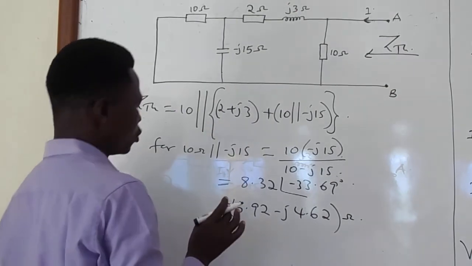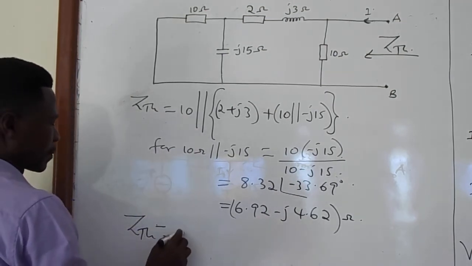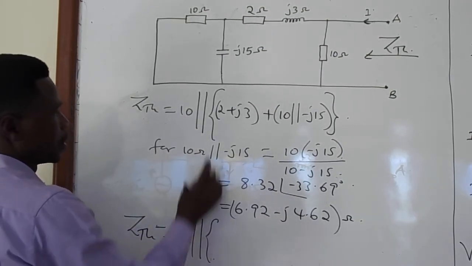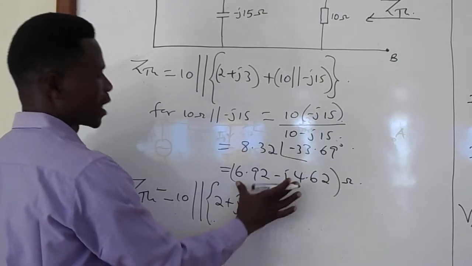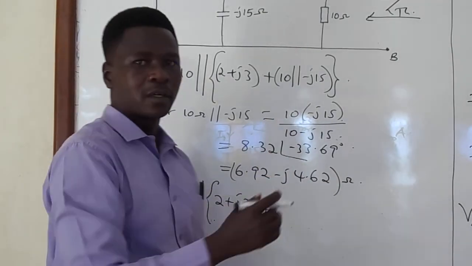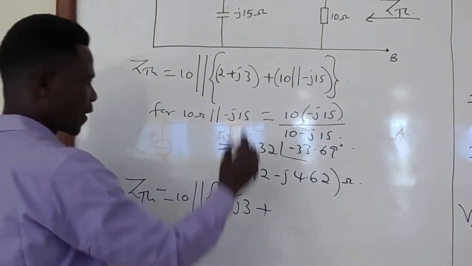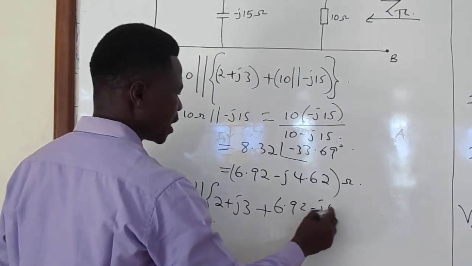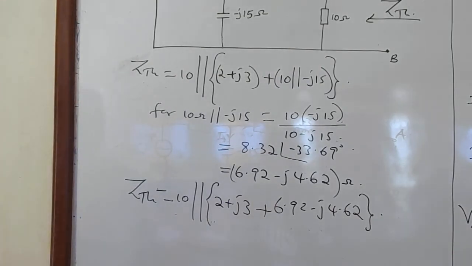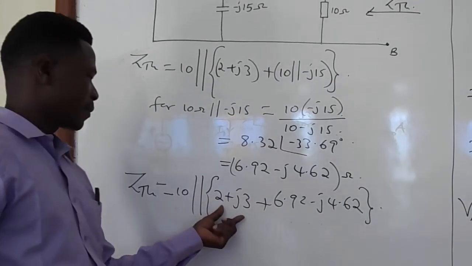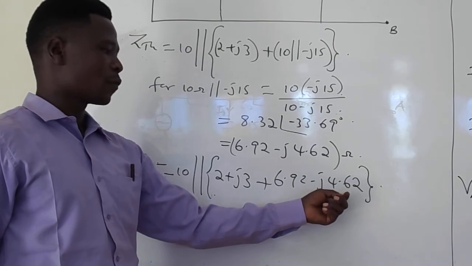Now, if you look at this, you can see that the Thevenin's impedance will now be equal to 10 in parallel with 2 plus J3 plus whatever has been calculated here. That is the 10 ohms in parallel with negative J15 ohms, and that is now 6.92 minus J4.62. So from there, you can see that 2 plus J3 is in series with 6.92 minus J4.62.